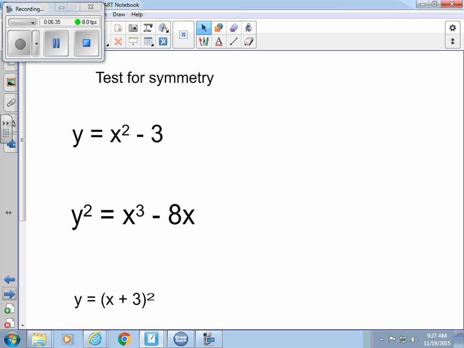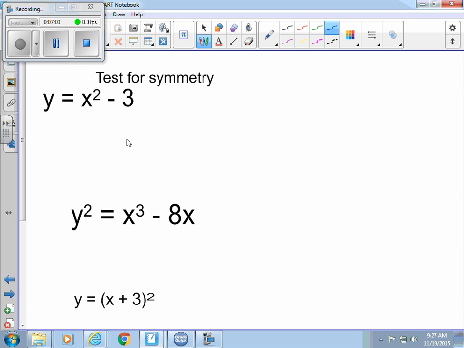Okay, so the first one, I want to know if it has x-axis, y-axis, or origin symmetry. You will get to a place eventually where you can shortcut it. For now, I want to see all three tests on your paper. I want to see the work of all three tests on your paper, for x-axis, y-axis, and origin. Okay, so I'm going to test for x-axis.